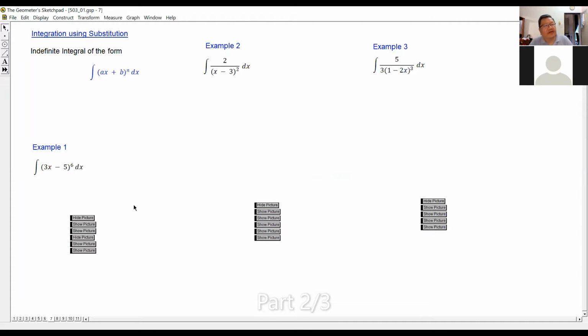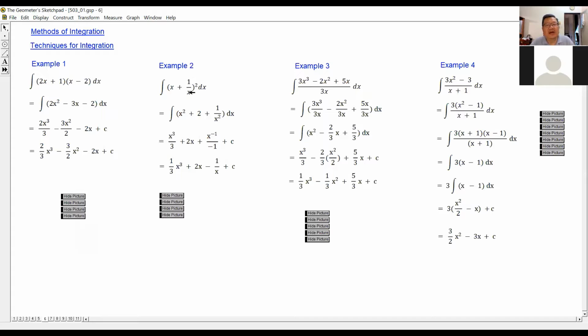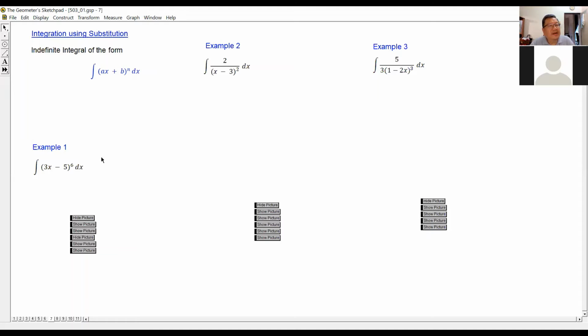Another method of integration is called integration using substitution. What type of integration do we need to use substitution for? Here we have all these types, and these three types are not of this form. How do we recognize this form and apply the substitution method?